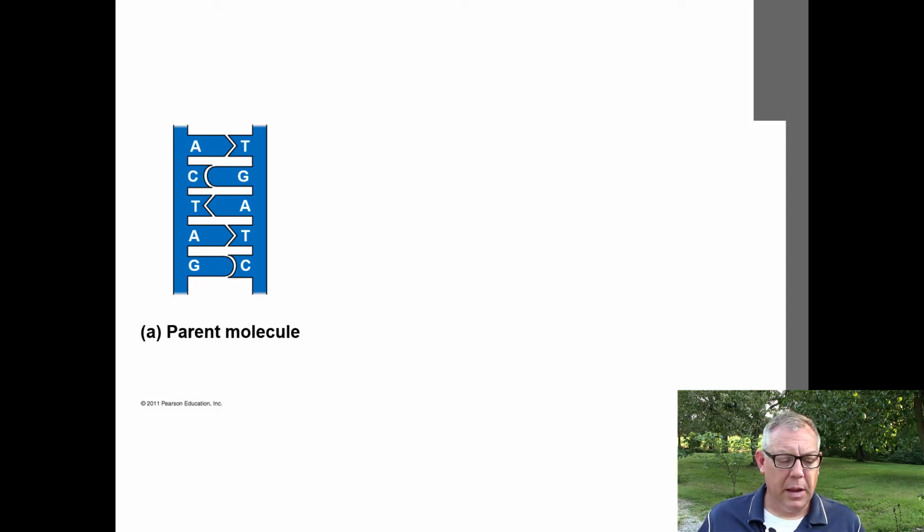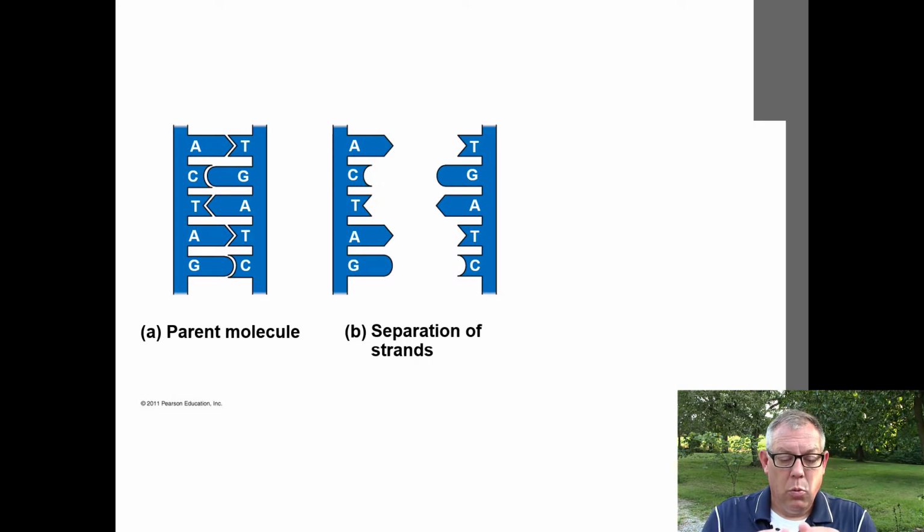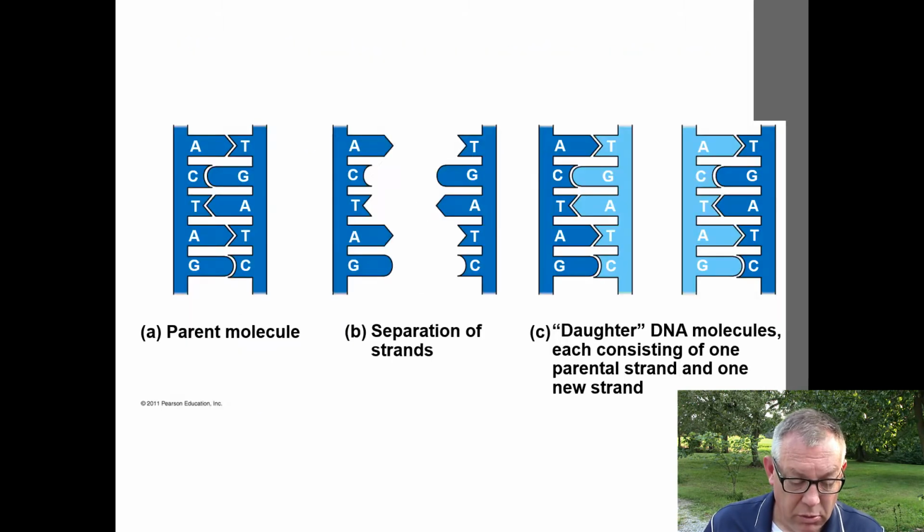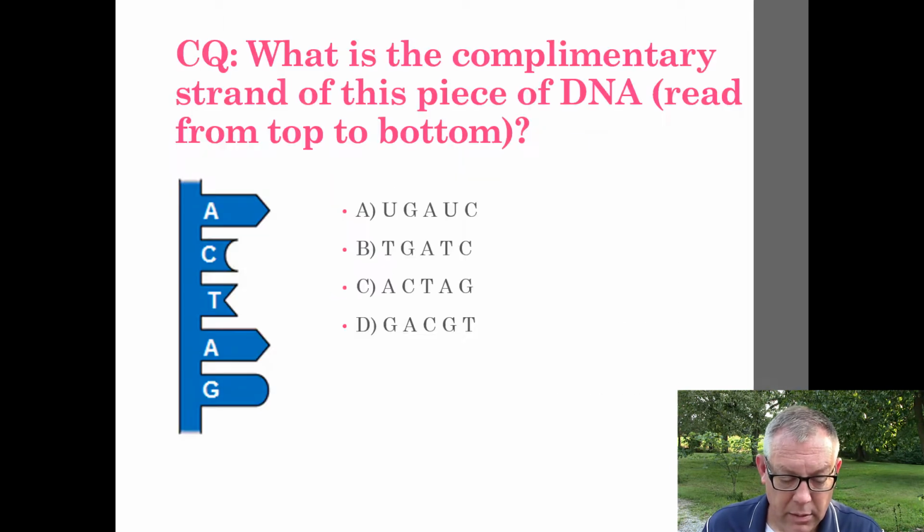Okay, so here's another little example. Here you've got the parent molecule, the DNA, the piece of chromosome that you want to replicate. And so we pull those strands apart. And so again, here's one of those strands. If I've got the one strand, what's the complementary strand of that piece of DNA? And just like before, A is always with T, C is always with G. And so you can figure out what is the complementary strand to that piece of DNA.